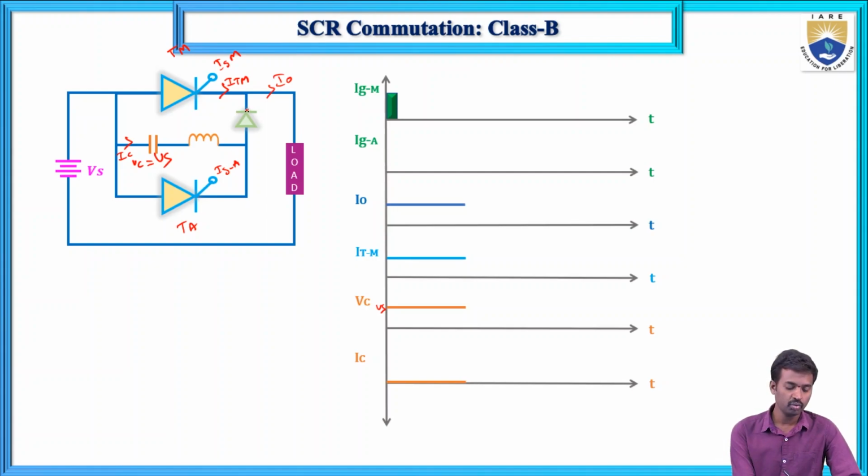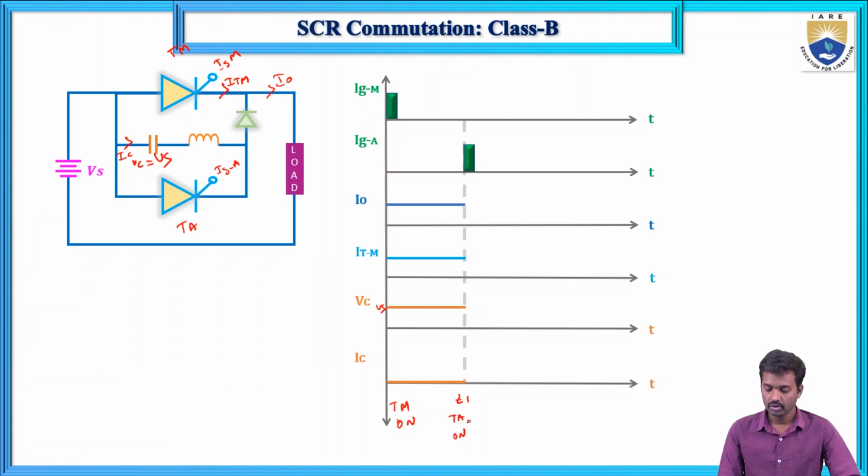Now here it is conducting only through TM. To turn off this TM, the auxiliary thyristor must be turned on. So TM is on, and now TA is turned on. What will happen here when TA is turned on?